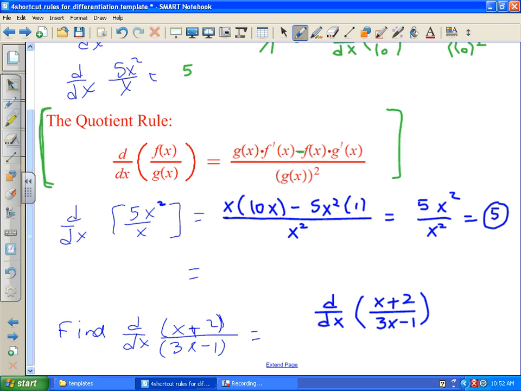Yes, they did cancel, exactly. Because they were a factor of the top, so I can easily remove those to be left with a 5 as a final answer on that one.